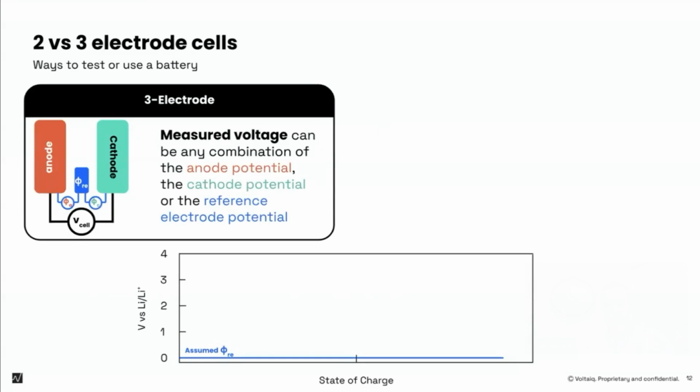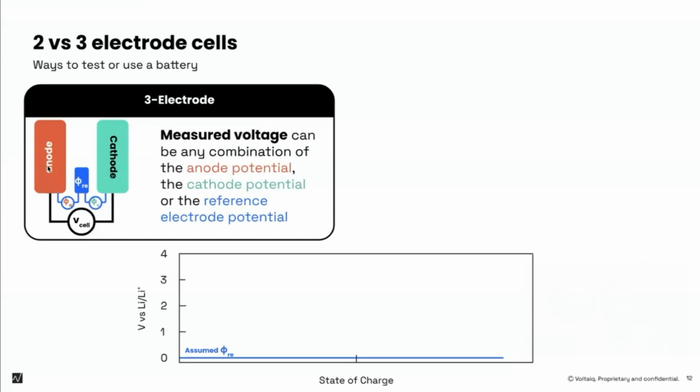The reference electrode in a 3-electrode cell is assumed not to change. The theory is that the potential of that reference electrode is not going to change, and it's going to be consistent during the entire reaction. Because it's consistent during the entire reaction, we measure voltages, right?